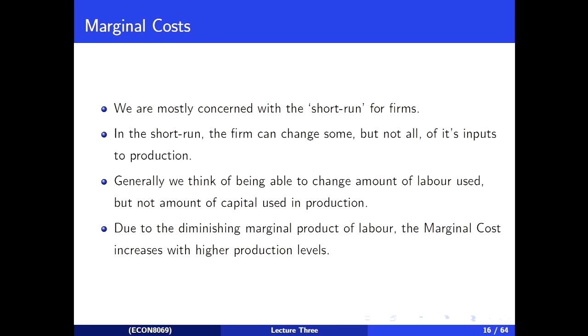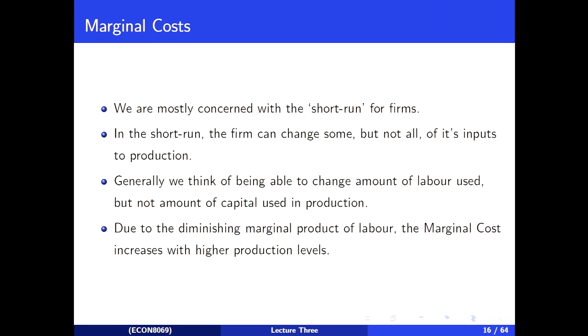So in the short run, the firm can change some, but not all of its inputs. Generally, we think about firms being able to change how much labor they use, but not how much capital they have. If we're thinking, again, in the university context, you can hire more lecturers in the short run, you can hire more tutors, you can run more classes, but you can't build more classrooms or more lecture theatres in the short run. That's a longer-term question. If we're thinking about owning a factory, we can hire more workers in the short run. We can't build more factories in the short run.